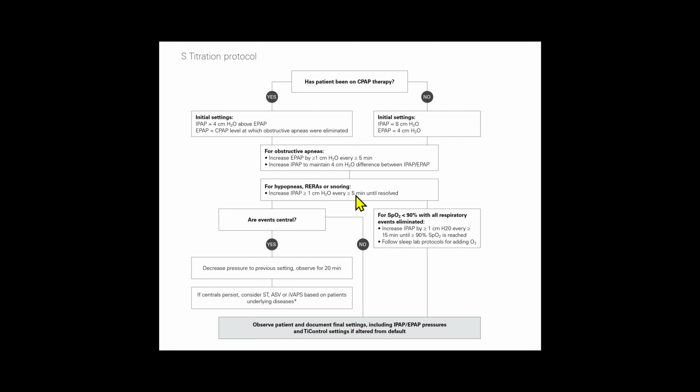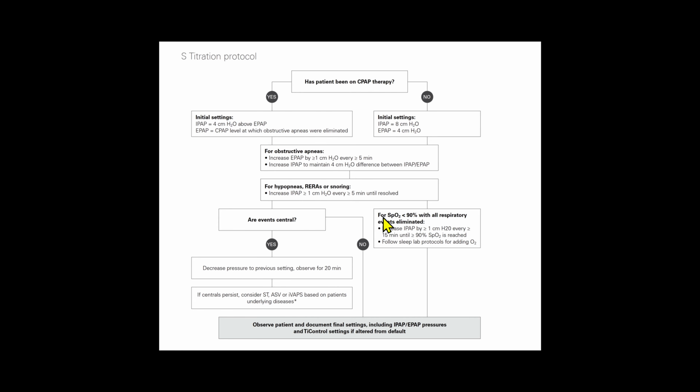Then it says, okay, are there central apneas? Yes. Decrease pressure to a previous setting. Watch for 20 minutes. Or, in your case, decrease pressure to a previous setting. Observe for 1 night. You can keep doing this, but obviously once you get to too low of a pressure, you're not resolving the obstructive apneas. If the centrals persist, then consider spontaneous timed therapy, ASV therapy, or iVAPS.